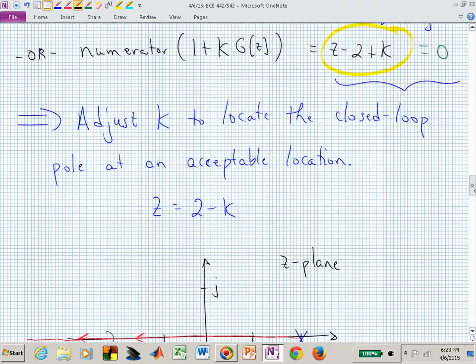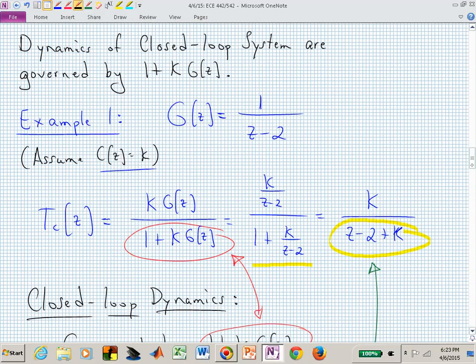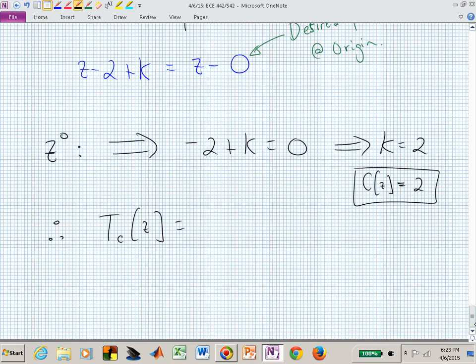You just scroll back and you say, well, I derived the equation. That was k over z minus 2 plus k. Plug in k equal to 2, and you end up with 2 over z. And that's now a closed loop. Is it stable? Does it give you the deadbeat response? You need everything in your denominator to be z's, right? And you just have a first order system. You have z to the 1, no constants in the denominator. This is what you want.